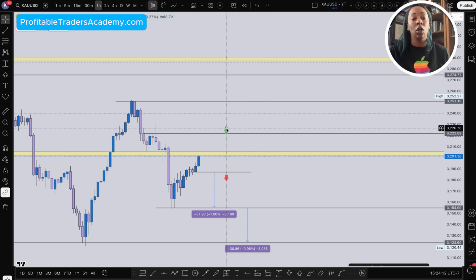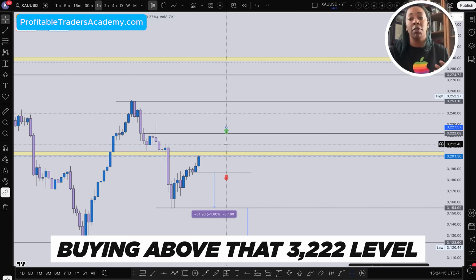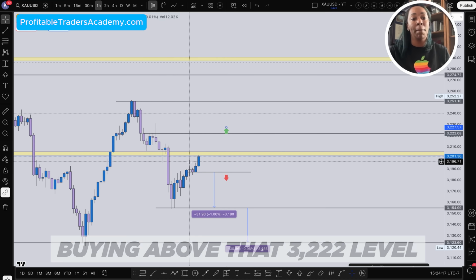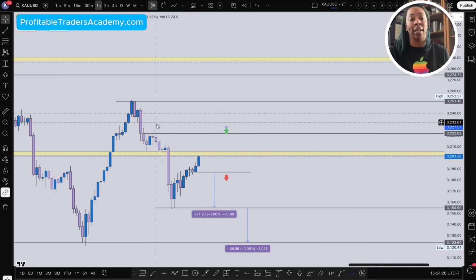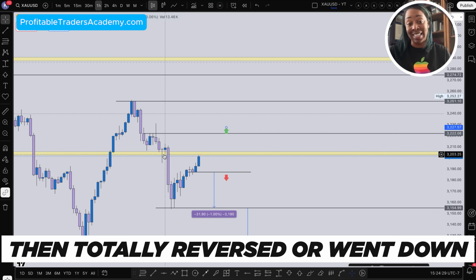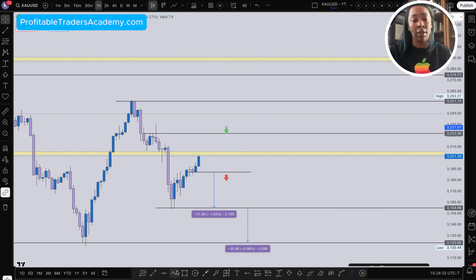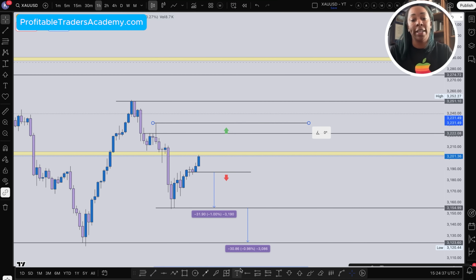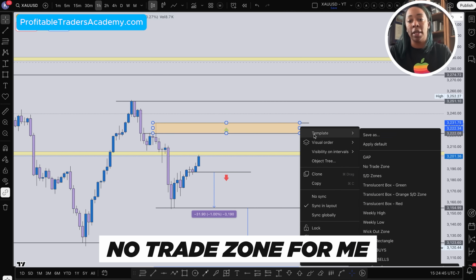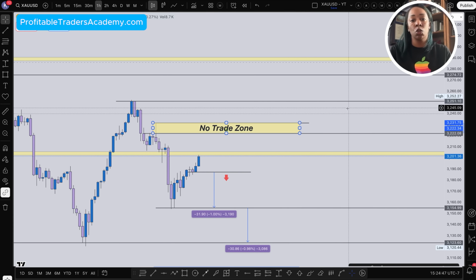And for me, I would feel a lot more comfortable buying above the 32.22 level, mainly because it's kind of iffy in this whole zone. So you can see that price did have some bullish action, but then it did form this wick and totally reversed or went down. And basically what I'd be looking for here, let me mark this off, I would feel a lot more comfortable above this level right here. So this zone right here, essentially for me, depending on how price looks, would be a no trade zone for me for sure. And here we go, no trade zone.